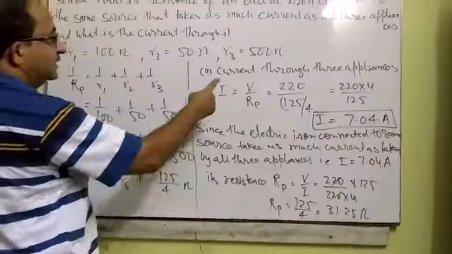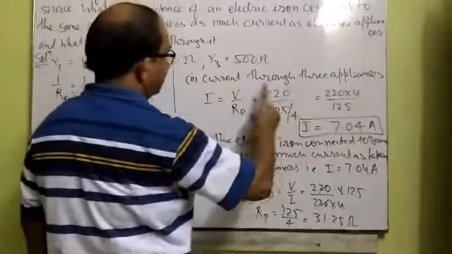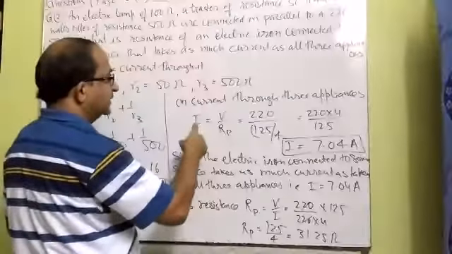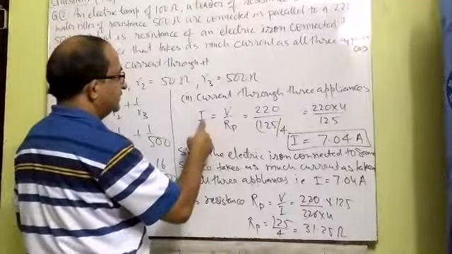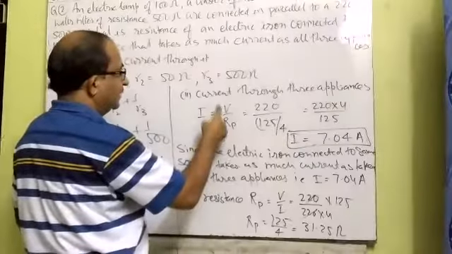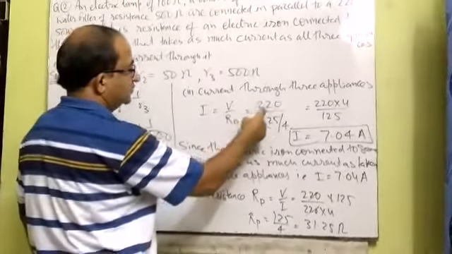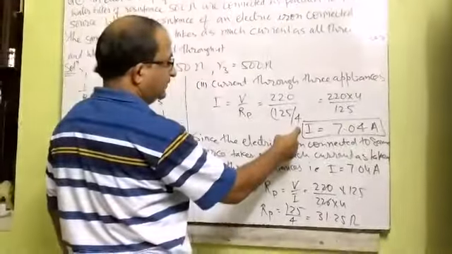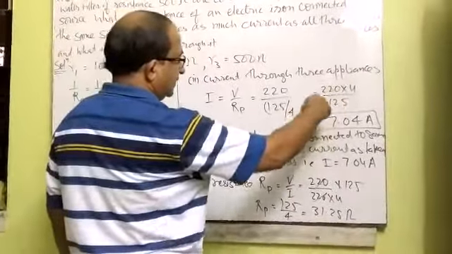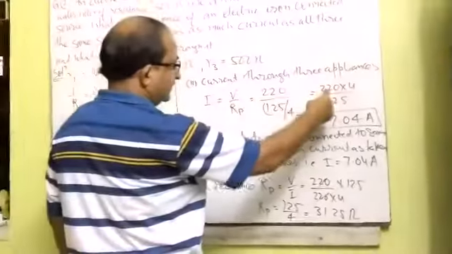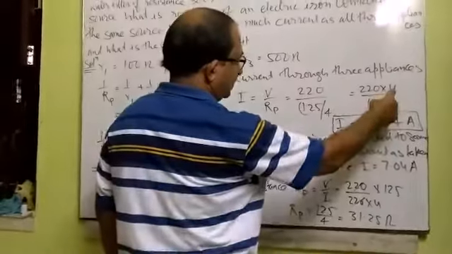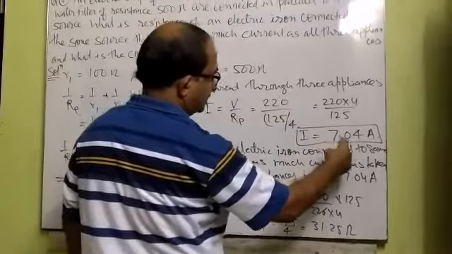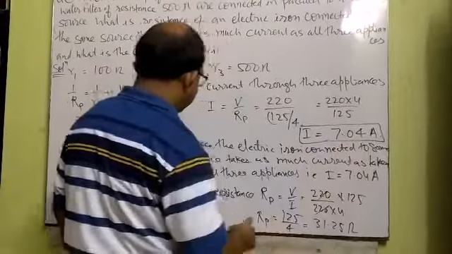Now in the second part, current through the three appliances. When three appliances are connected in parallel, then the total current is equal to I = V upon Rp. V is 220 volt, Rp we have calculated in the first part, which is 125 by 4. Now writing in multiplication form, it is 220 into 4 upon 125. So the amount of current will be approximately 7.04 ampere.